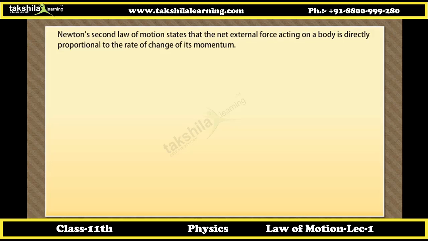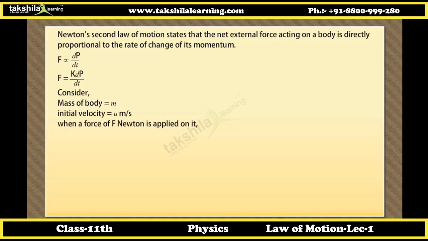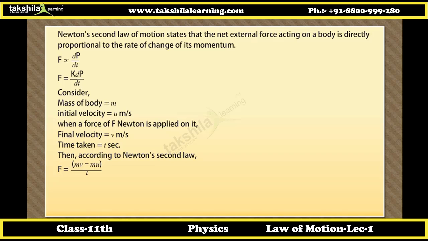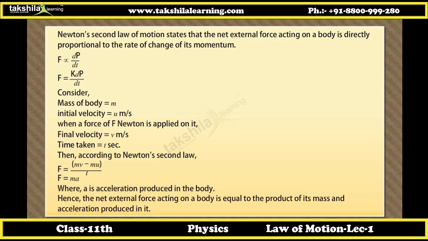Newton's second law of motion states that the net external force acting on a body is directly proportional to the rate of change of its momentum. Consider a body of mass m initially moving with a velocity of u meter per second. When a force of F newton is applied on it, its velocity becomes v meter per second after a time of t seconds. Then, according to Newton's second law, F is equal to mv minus mu divided by t. F is equal to ma, where a is the acceleration produced in the body. Hence, the net external force acting on a body is equal to the product of its mass and the acceleration produced in it.